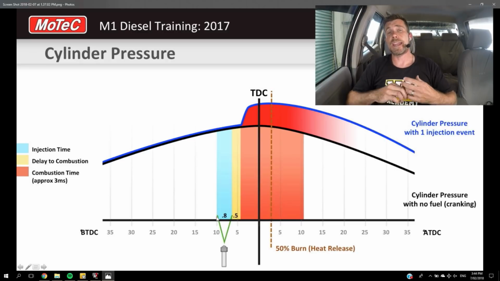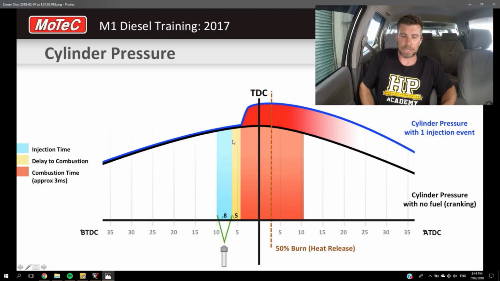Now there is a delay, as I mentioned, between the injection event occurring and the fuel then having to become heated to a point where the combustion process can begin. So that's what we're seeing here, this little yellow section of our graph, and we're seeing no pressure rise at this point. Once we get through the delay to combustion, we actually see the combustion occur, and the pressure at this point climbs quite sharply.